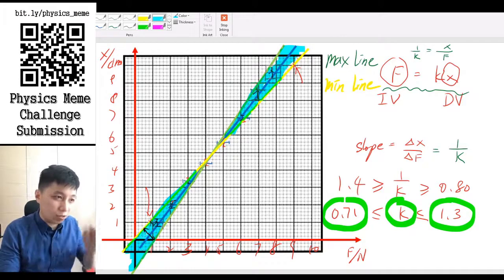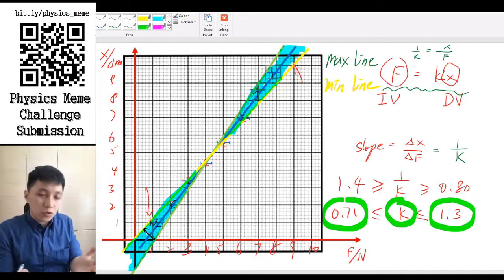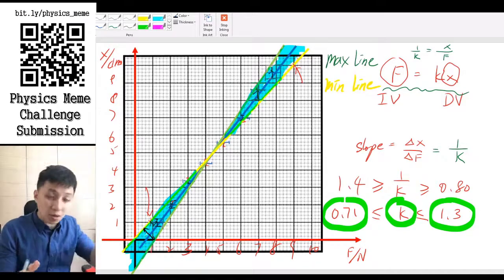So I'm not going to do it again. So you know the origin is covered as well. In this case, then you can claim your experiment doesn't have systematic error because of that.